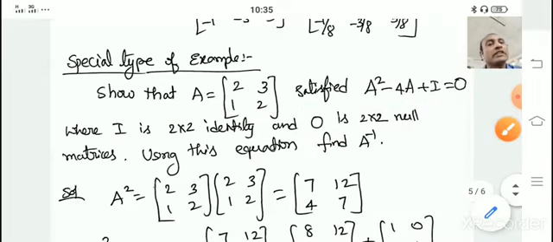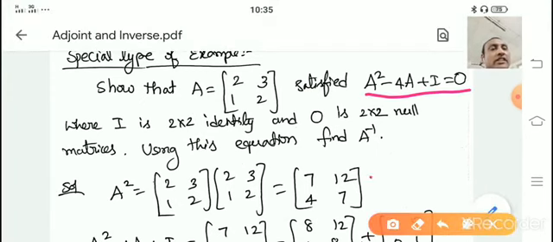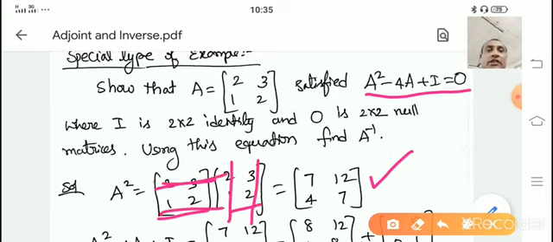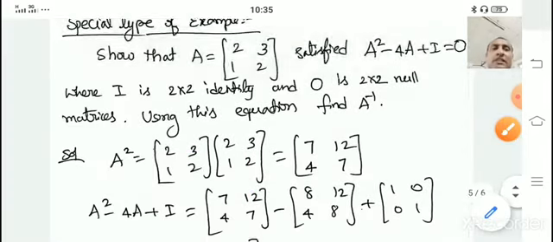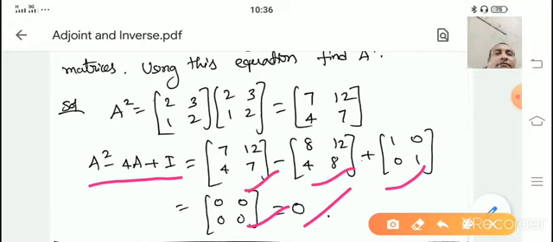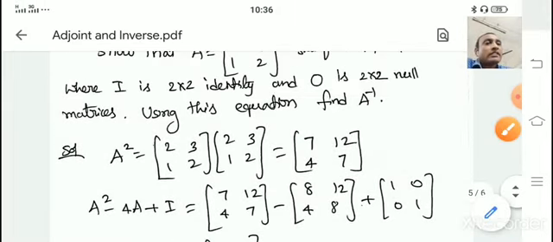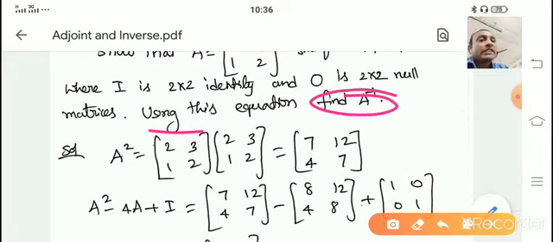First of all, you know how to prove it, no? First find out A square, A into A, normal multiplication, row with column, then row with column, like that you multiply and write all. You know very well about matrix multiplication. Then find out A square minus 4A plus I, and we prove it is the null matrix. After proving the null matrix, whether my calculations are right or not, you can take a pause and see. Now they are asking to find out the inverse by using this equation.